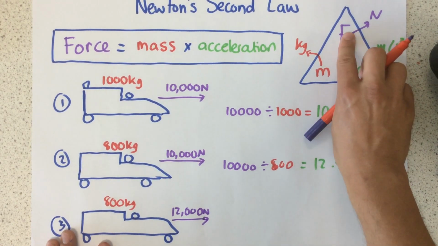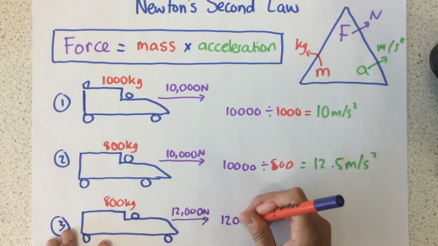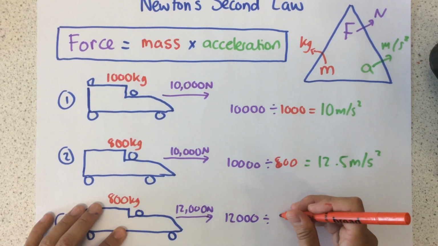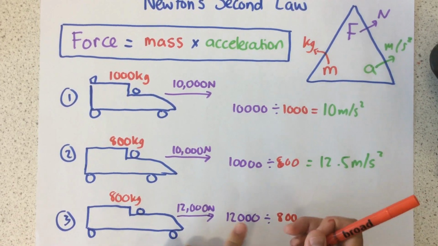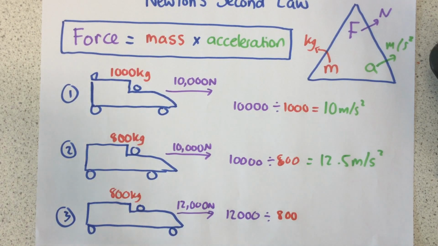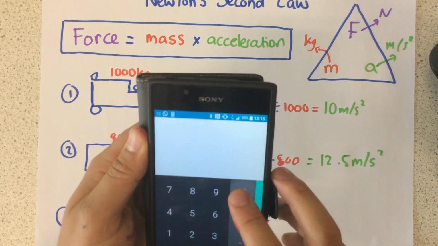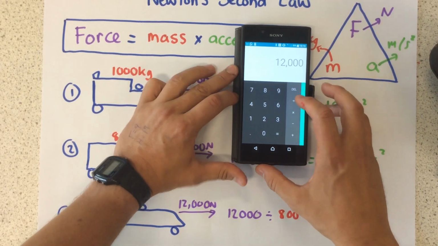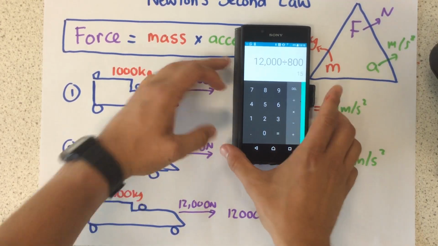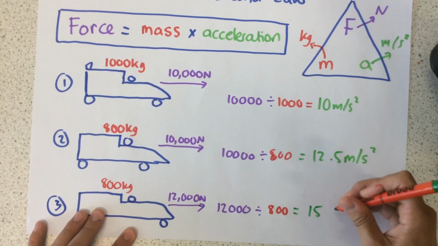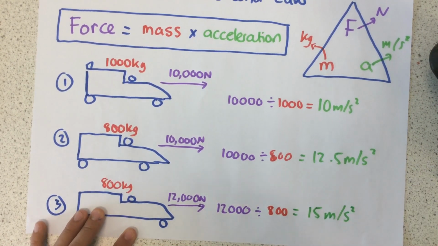So let's have a look now. Again, to find acceleration, we do force divided by mass. So again, we're going to do 12,000 divided by 800, because that's the mass of it. And that equals, just quickly get my calculator back up, 12,000 divided by 800 equals 15. So that equals 15 meters per second squared.